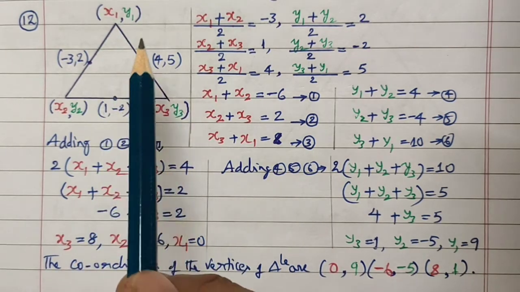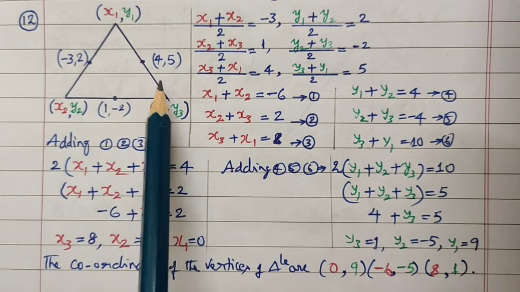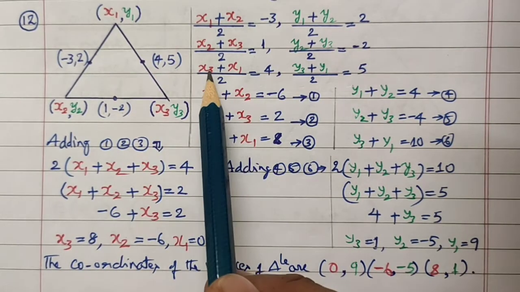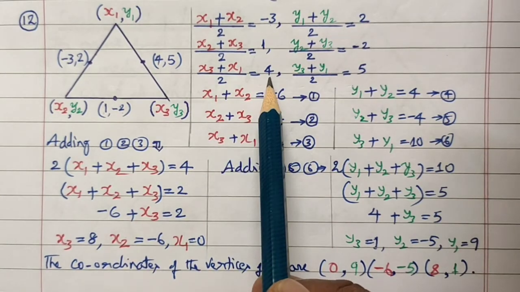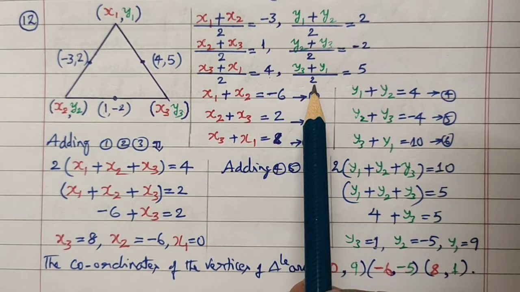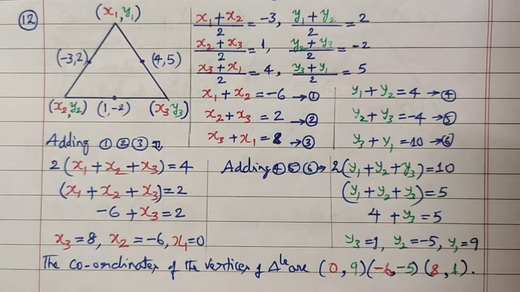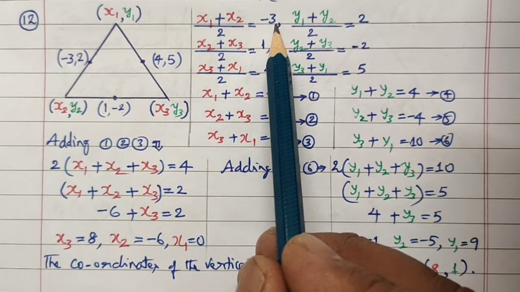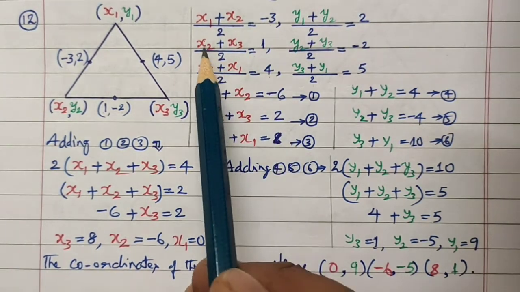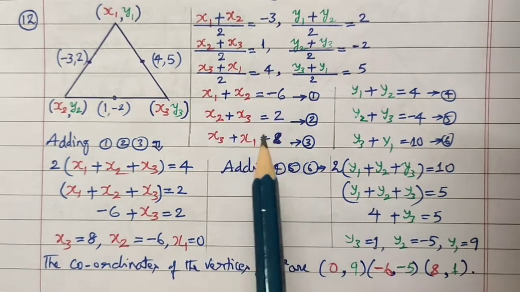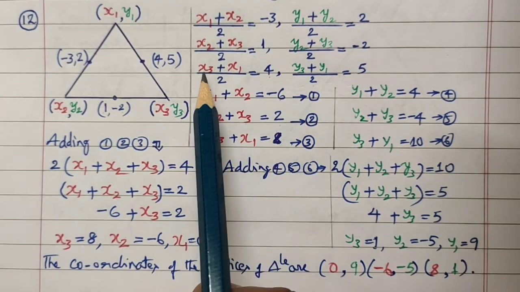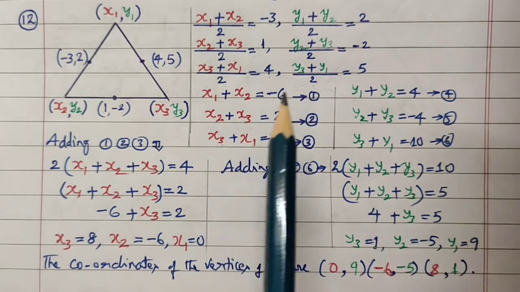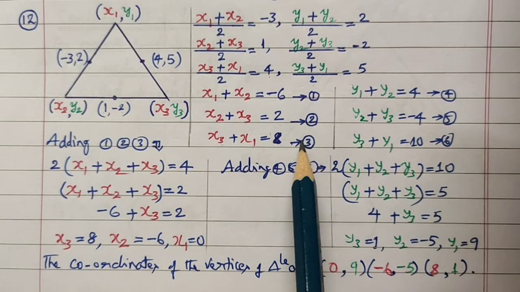Out of these two, x3 plus x1 divided by 2 is equal to 4, y3 plus y1 divided by 2 is equal to 5. From this, x1 plus x2 is equal to 2 into minus 3, that will become minus 6. x2 plus x3 is equal to 2, x3 plus x1 is equal to 8. Let us call these 1, 2, 3 equations.